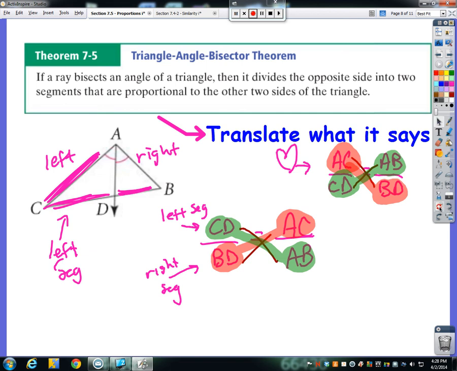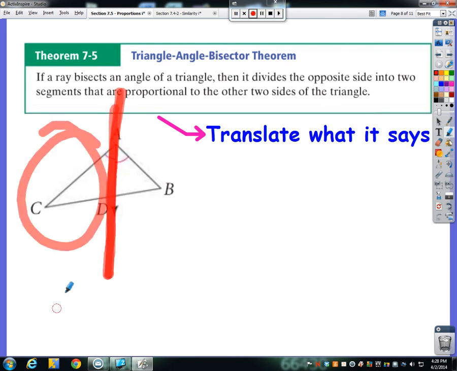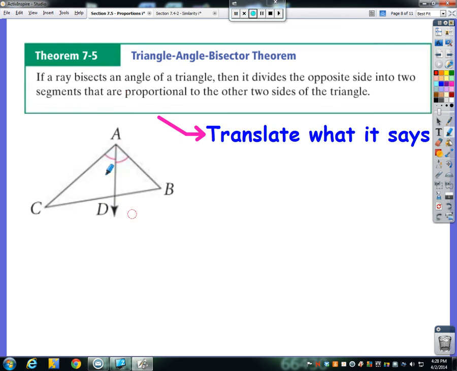And the only way you can really screw it up is if you take a left piece and try to match it up with a right piece. You can't do AC over DB is equal to AB over CD. You can't mix and match your two pieces here. The ray is really dividing the triangle and saying this stuff over here can match up with this stuff over here. That's the way I look at it. That's where I get the heart from.